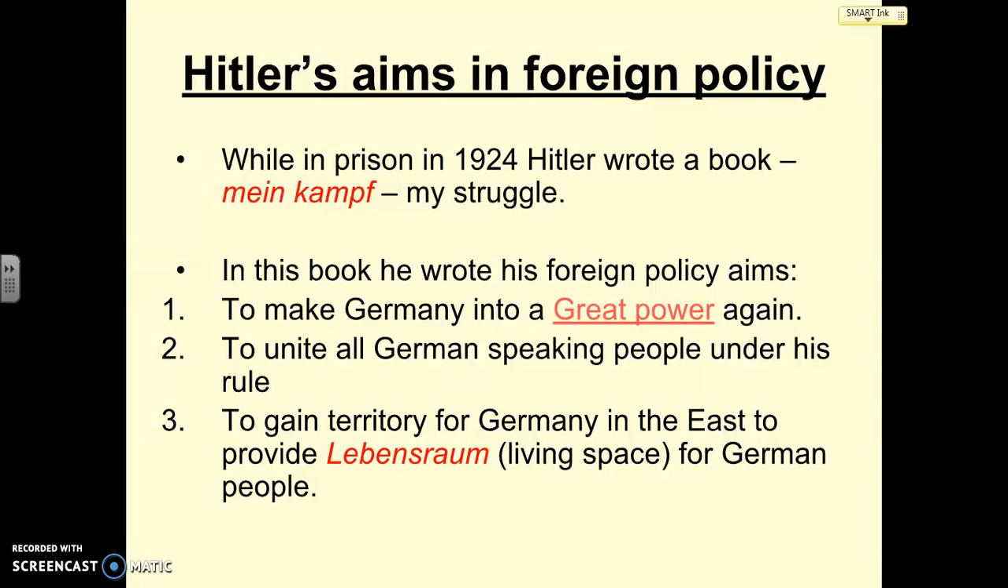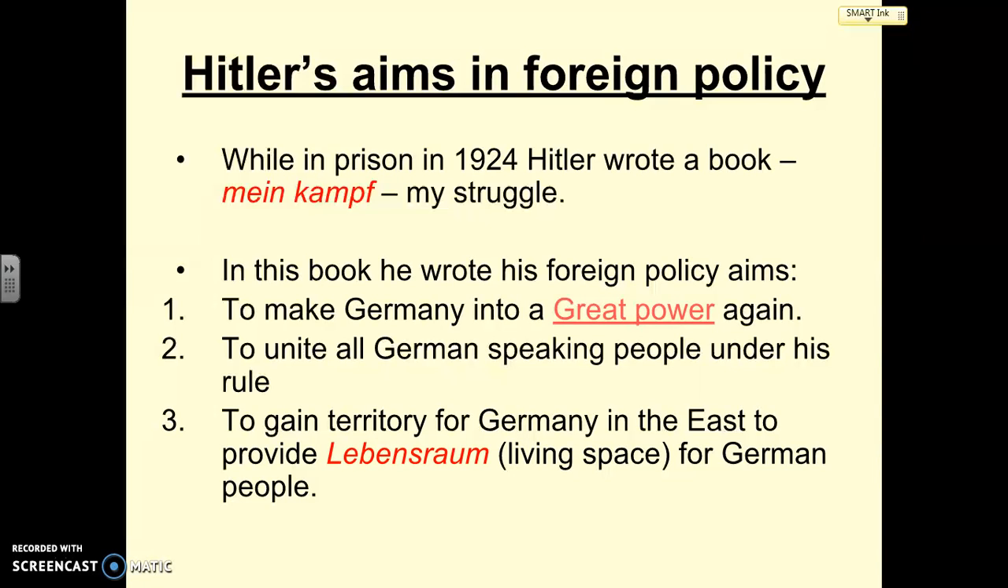And in this book, he writes down his 3 major foreign policy aims. And again, you need to summarize these at the very least. You need to understand what they are. One is to make Germany into a great power. So the first aim is to make Germany into a great power.